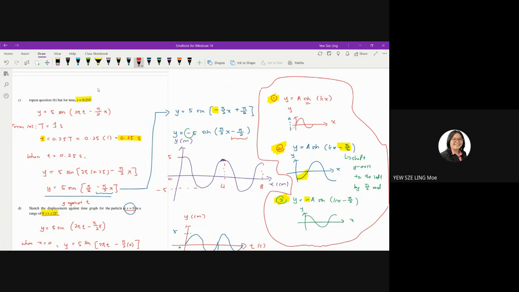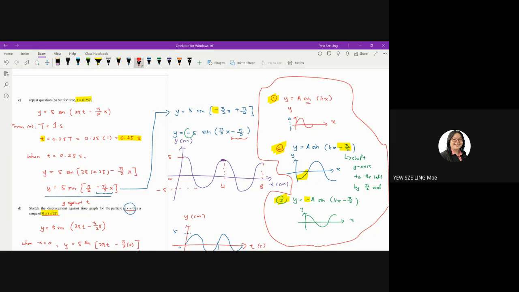Madam? Yeah? I don't understand step 2, where you shift the y-axis to the left. Actually, that is the rule. I cannot tell you why. If you have a negative, then you shift the y-axis to the left. If you have a positive, then you shift it to the right. Actually, it's coming from your simple harmonic motion.